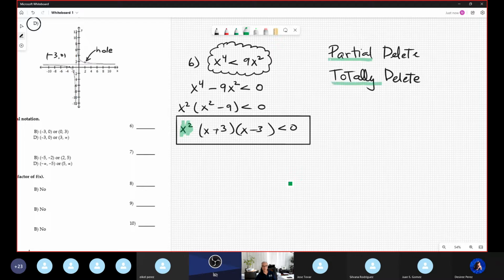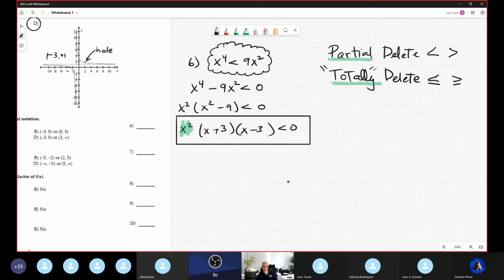What do you think? I want to hear opinions. Totally or partial? You need to remember: when the inequality contains an equal sign, like that or like that, in this case we totally delete. When the inequality has no equal sign, like less than, it's partial.